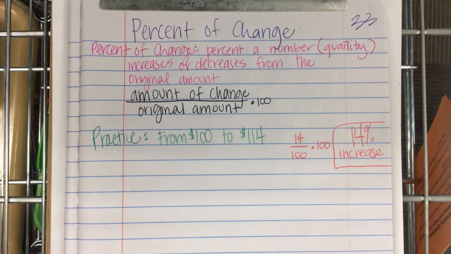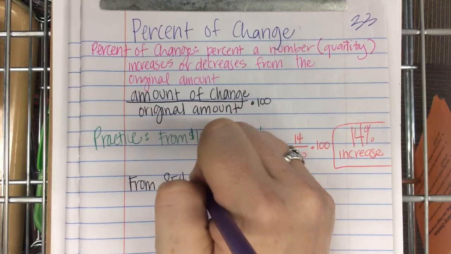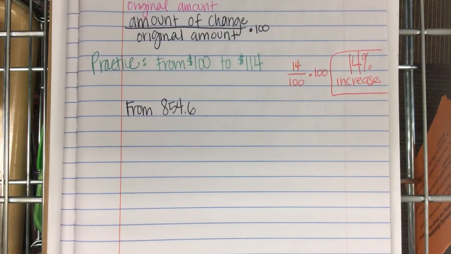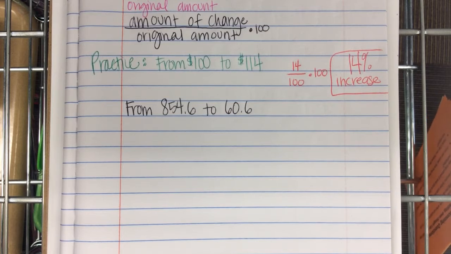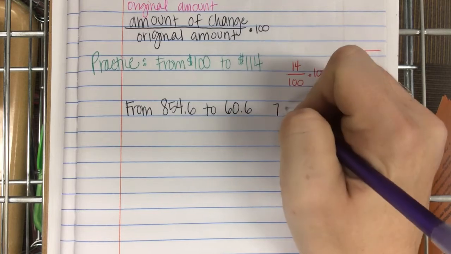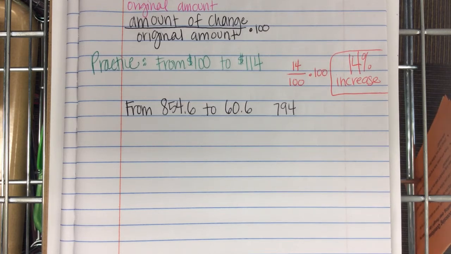Let's try another one. From 854.6, let's say that's the average number of people who rode the bus, to 60.6. What's the amount of change? It went from 854.6 and now it's at 60.6. How do you figure out the amount of change? What do you do? Subtract. 794. 794 was the amount of change. It changed 794 people or whatever.